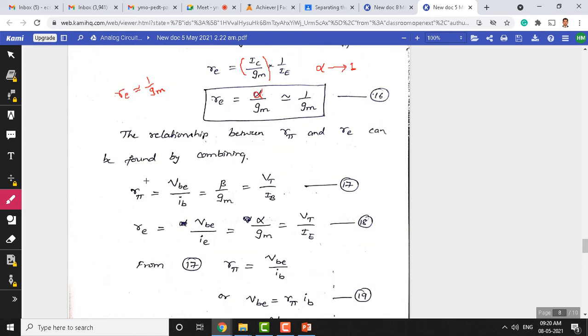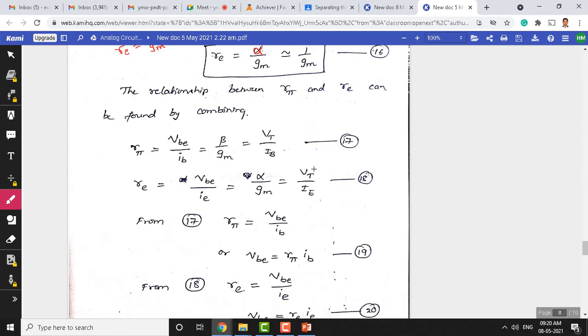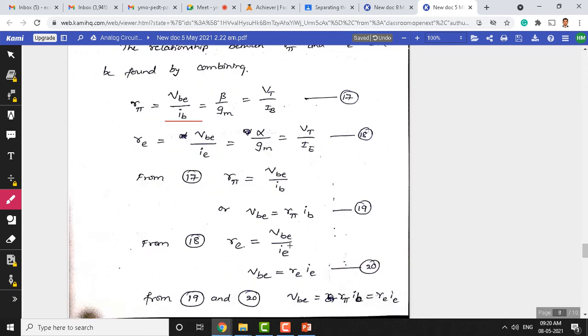Now let us write the same formula for RE. RE we have just derived here. Definition wise it is VBE by IE. RE can be written as equivalent to alpha by gm, which is also equivalent to VT by IE. Now from equation 17, R pi can be written, by definition, as VBE by IB. Or VBE can be written as R pi into IB, just by cross multiplying. That is called equation 19.